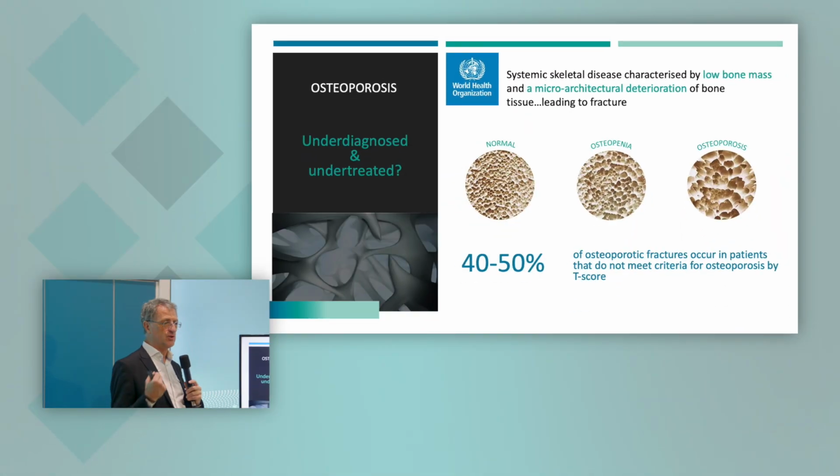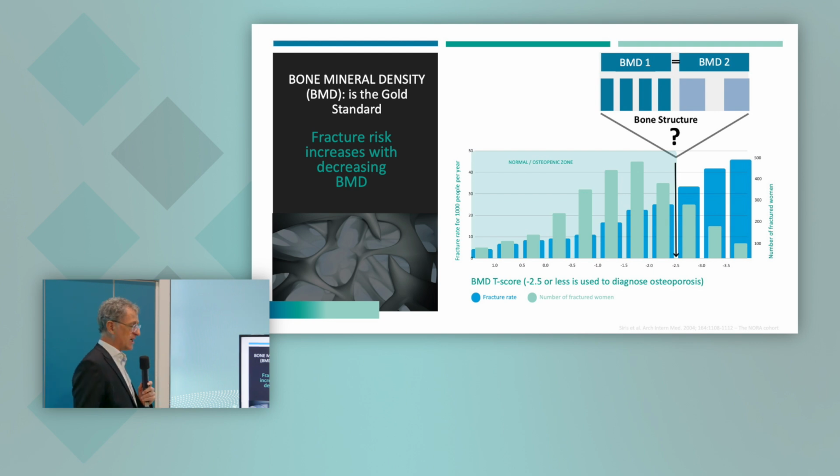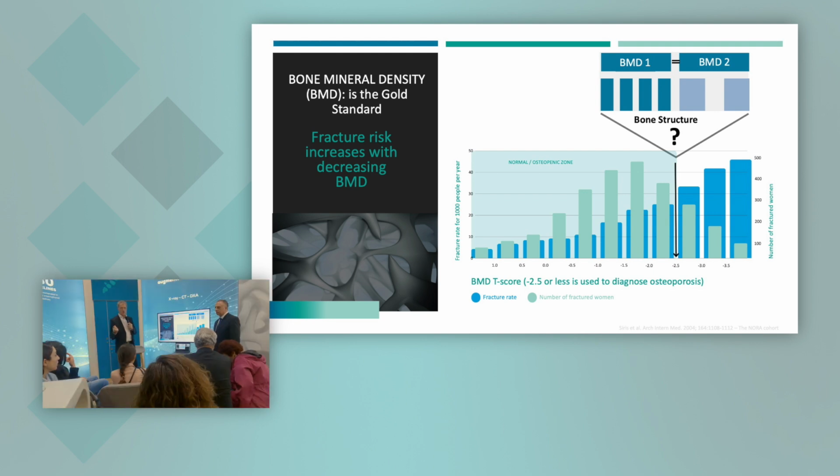So, osteoporosis, we've known for 30 years that osteoporosis relies on two things: the density itself and the microarchitecture. Yet we didn't have any tool to really measure the microstructure in daily routine. So is it really important? Actually, it is, because we know that a lot of fractures occur in a non-osteoporotic zone.